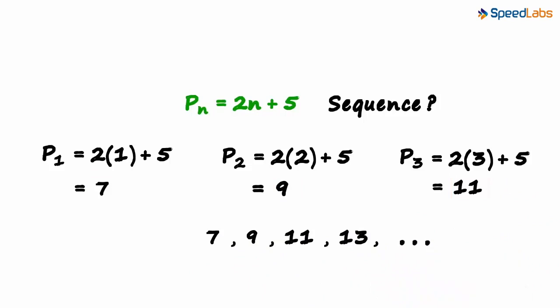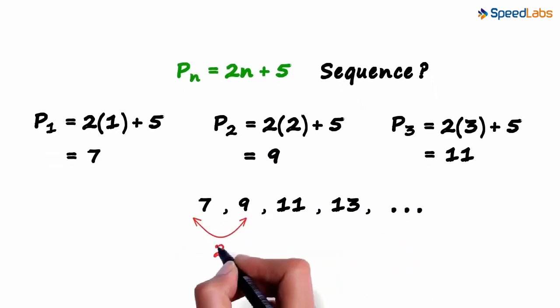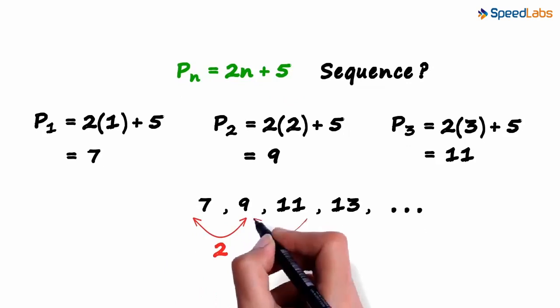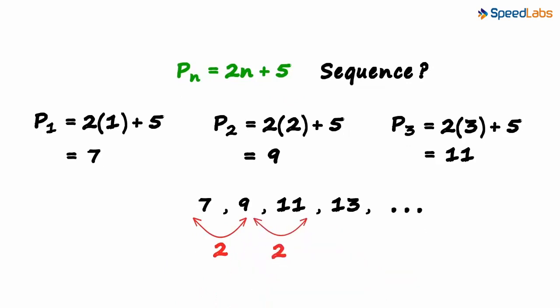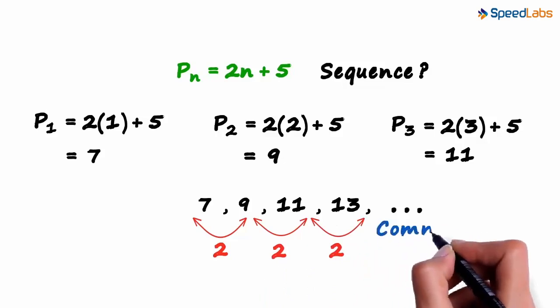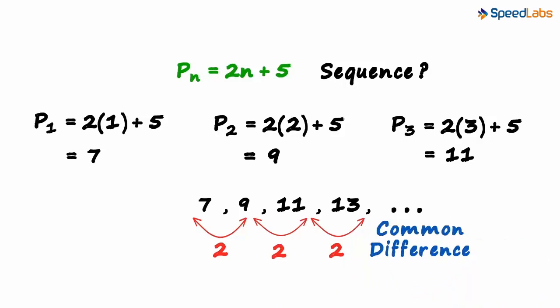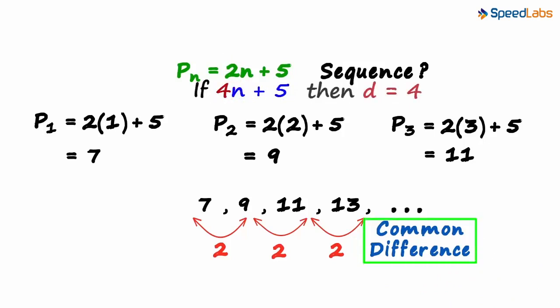That was easy, right? Observe the sequence well. The difference between the first two consecutive terms is 2. The difference between the next two consecutive terms is also 2. And the difference remains 2 forever. It's called the common difference d. And do you know that the common difference is always the coefficient of n? Here it's 2. If it's 3n, then the common difference would have been 3. If 4n, then the common difference would have been 4.